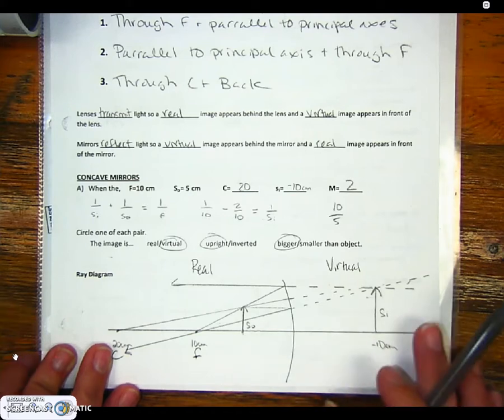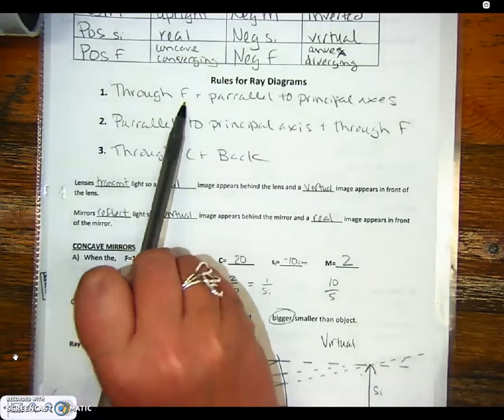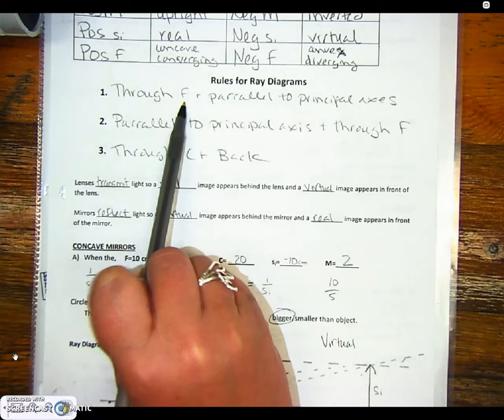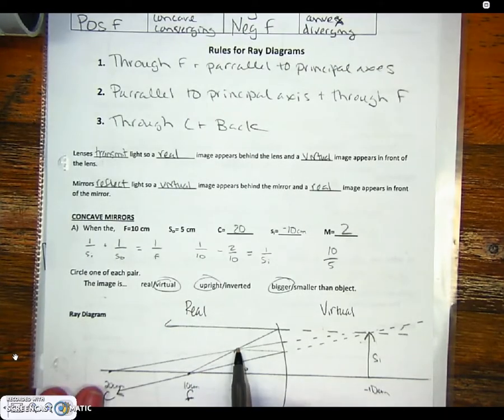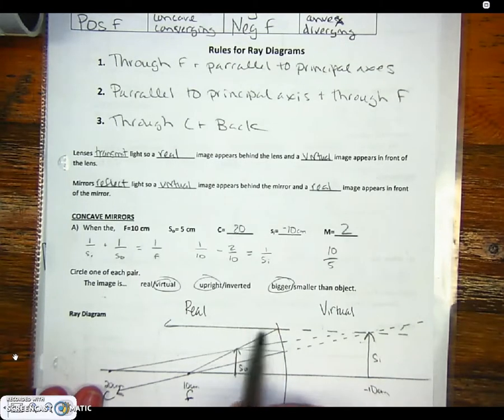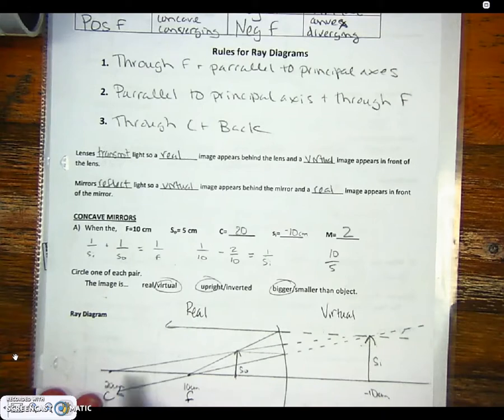So that's the first one. The second one goes through the focal point, or connects the focal point and the object, and then bounces parallel to the principal axis. So for this one, our focal point is here and the object is here. So this line connects it, but when it encounters the mirror, it reflects back parallel to this, which is the principal axis, and then my ray goes here.